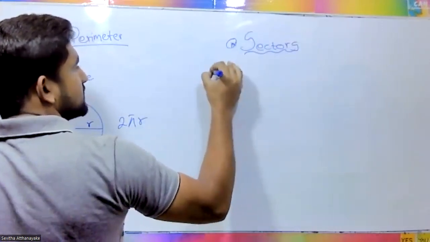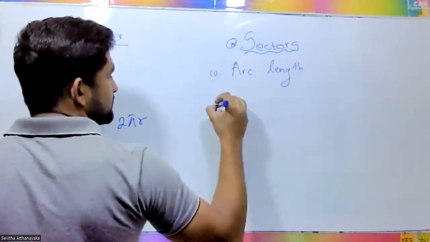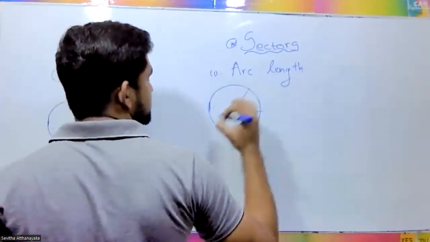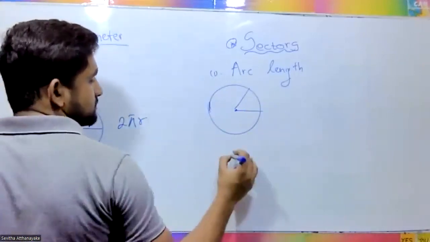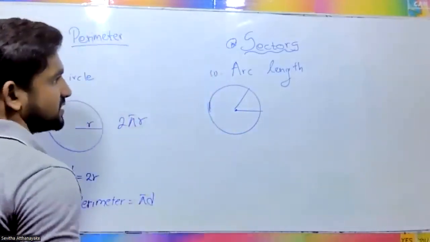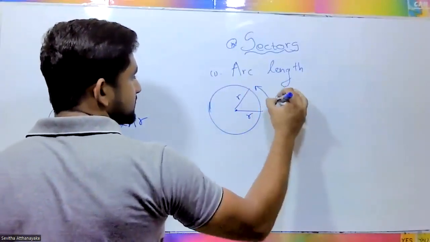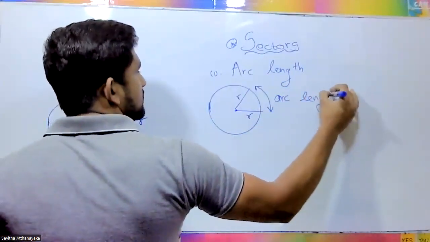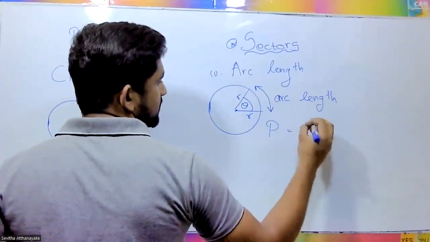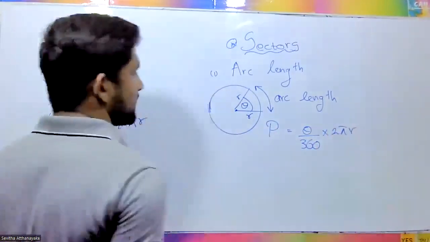Then, first one, arc length of a sector. Now, if we have the circle like this, a sector is a part of this circle. So here, in this sector, let's suppose the radius is r, then this part is called the arc length. If we have the angle theta, then the arc length will be theta over 360 into 2 pi r.